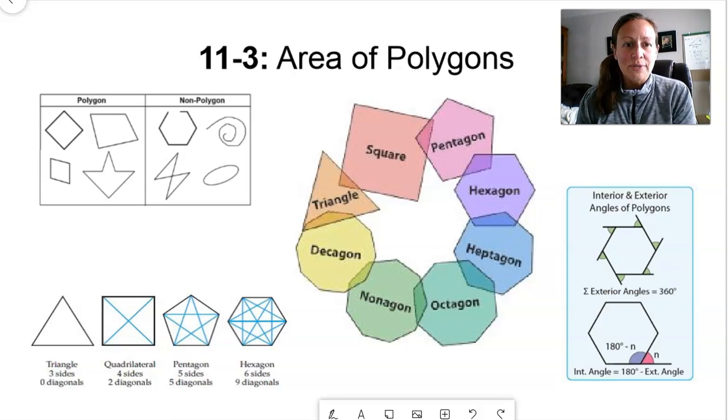Hi, in this video we are going to talk about the area of some standard polygons. In the past lessons we've already talked about what a polygon is and what it isn't. You can see some examples on the screen here.